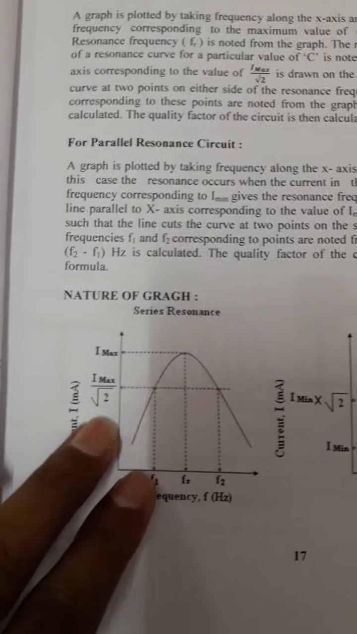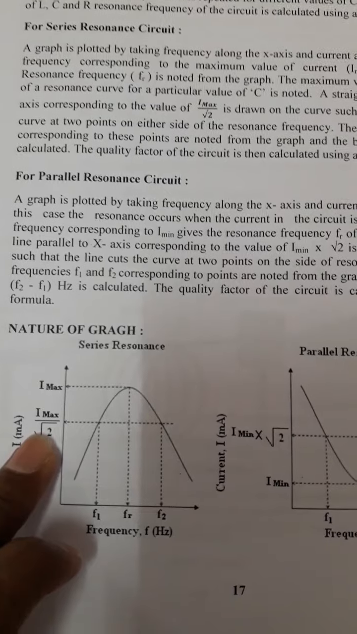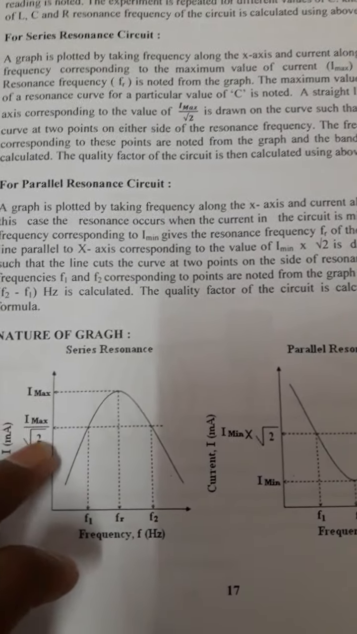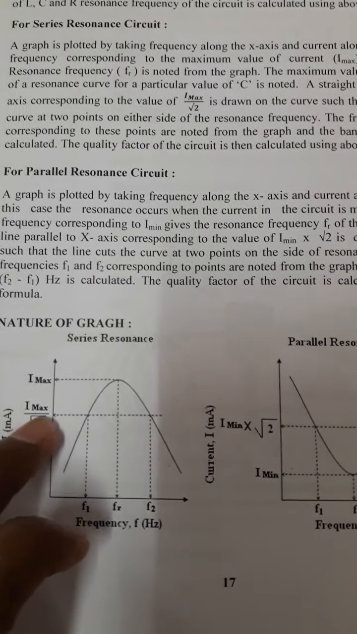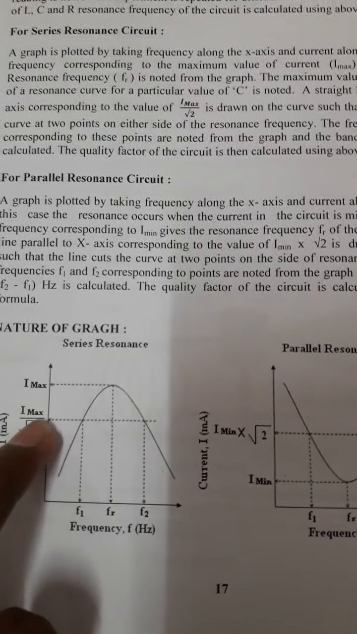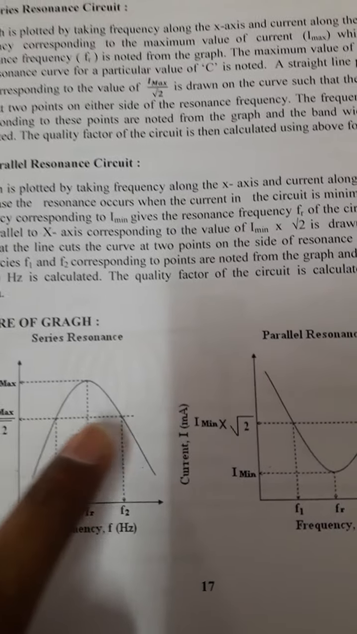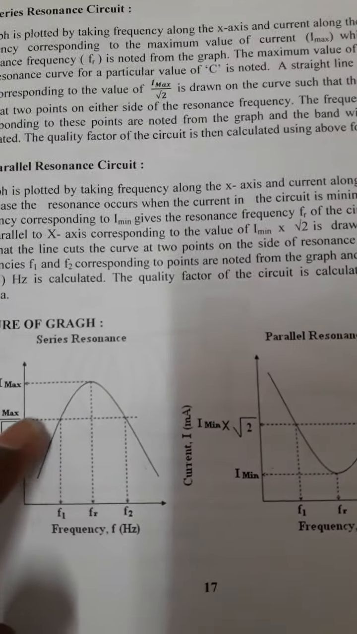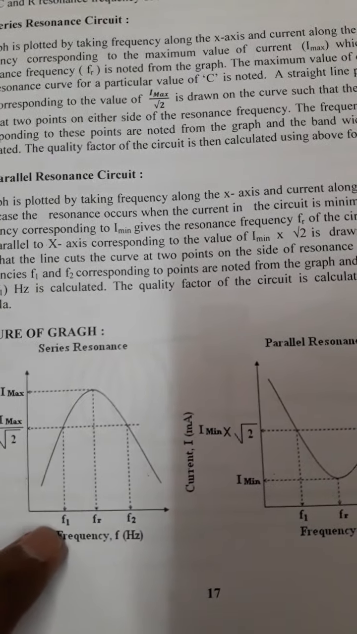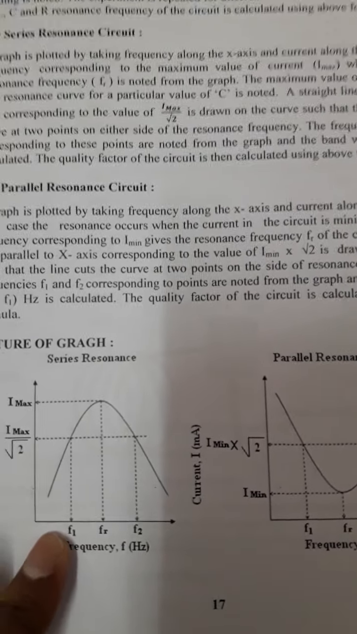Then how will we get F2 minus F1? When we calculate the maximum current divided by 2, we get some value. From that value we draw a line parallel to the x-axis. Then that line cuts the curve at two points. Here is one point, and this is another point. The corresponding frequencies we take as F1 and F2. So F2 minus F1 gives the bandwidth.